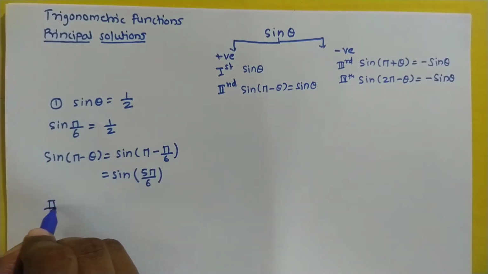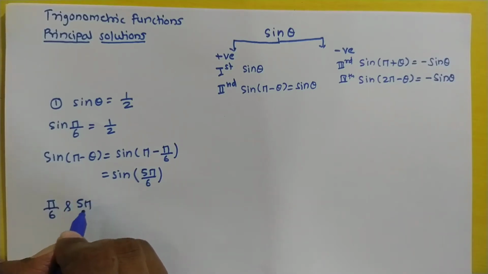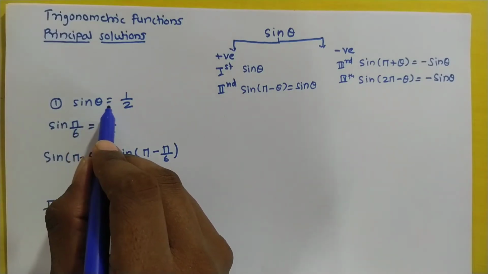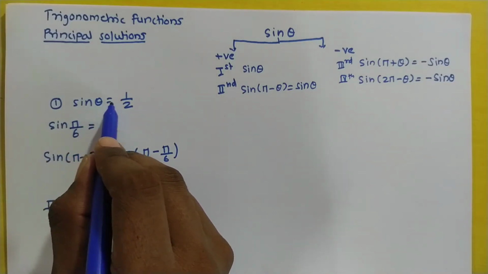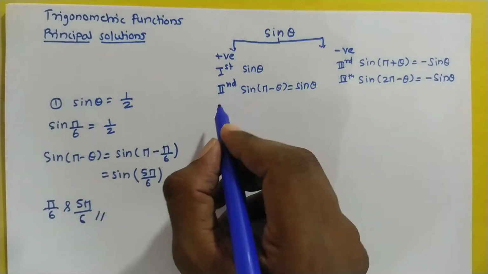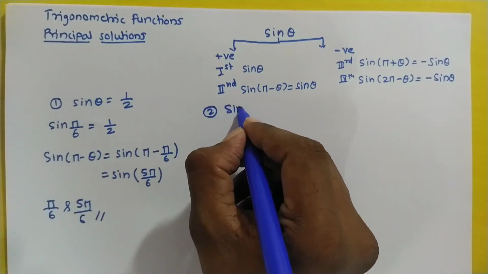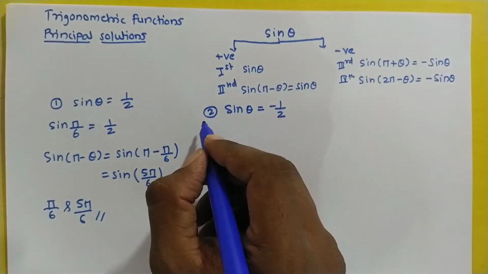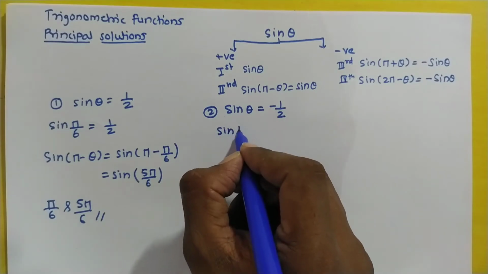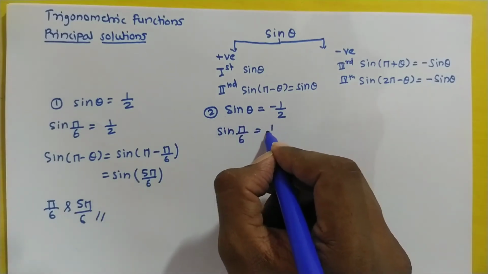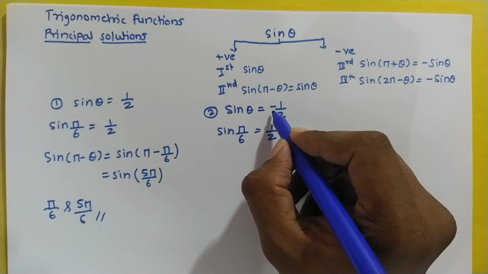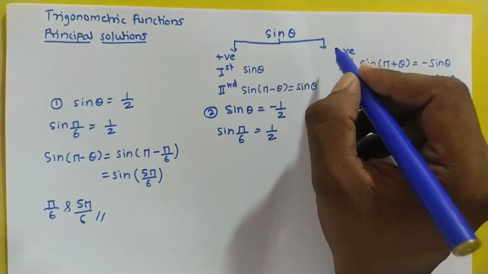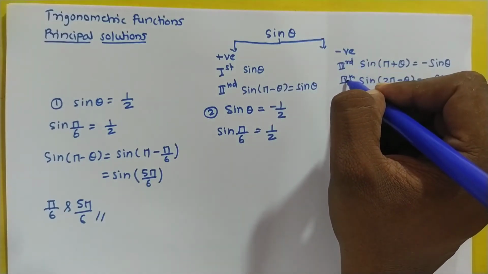So here pi by 6 and 5 pi by 6 are the principal solution of given trigonometric equation sin theta is equal to 1 by 2. Now we take one more example. Sine of theta equal to minus 1 by 2. We know that sine of pi by 6 is equal to 1 by 2. Here sin theta is minus 1 by 2, therefore sine is negative in third quadrant and fourth quadrant.